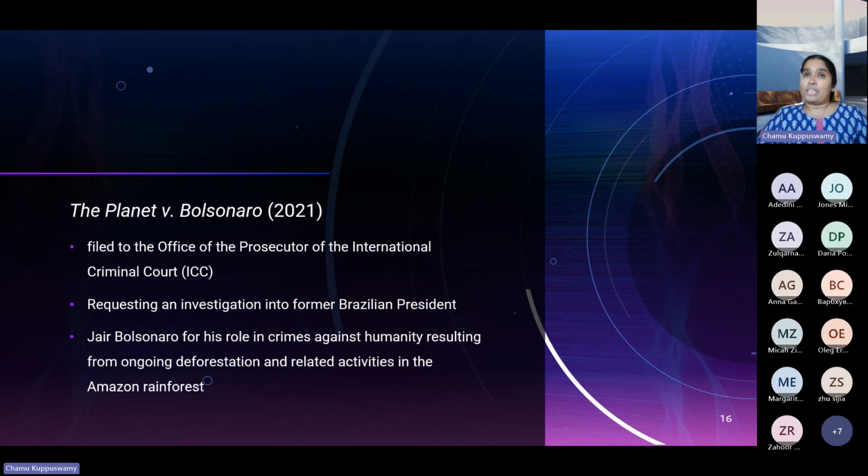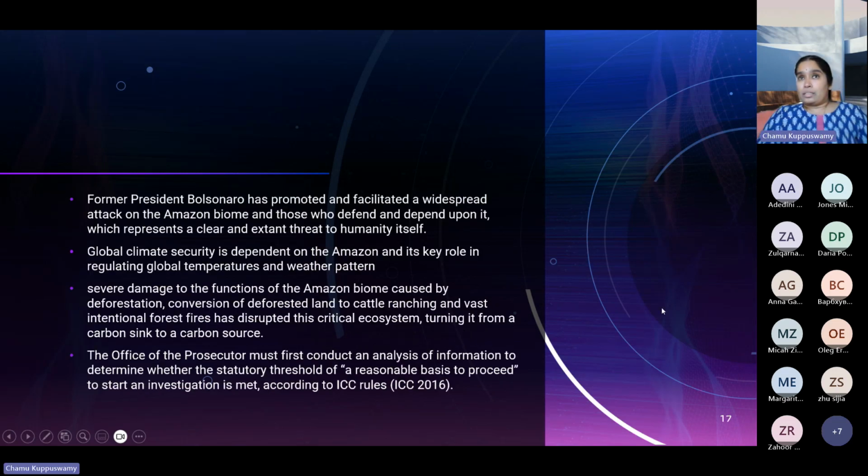So what they said was his policy was so bad that he's committed crimes against humanity. And according to the Rome Statute, under which the International Criminal Court is established, crimes against humanity is an international offense that can be brought against anyone who has promulgated policy, if you can bring that link. So it's very interesting and quite radical to look at environmental crime as a crime against humanity.